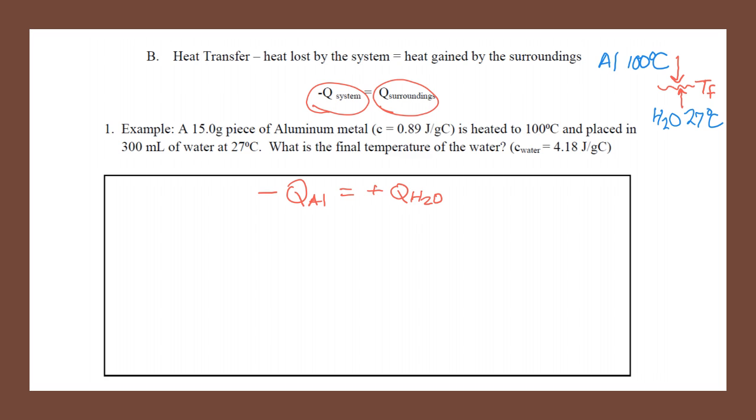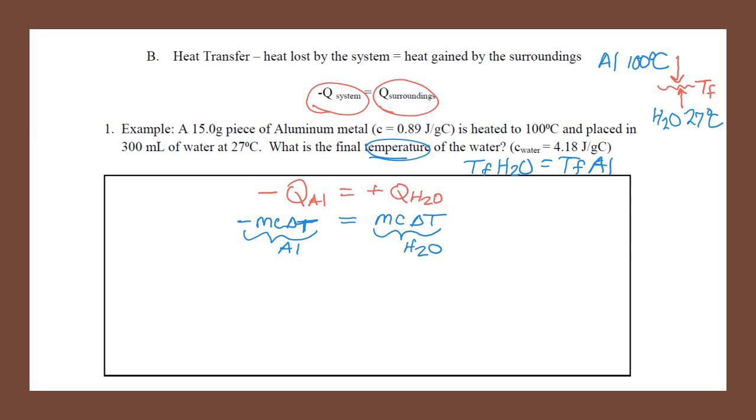So now I can plug in my equation for Q, which I know is Q equals mc delta T. So I'm going to leave my negative over here, mc delta T. And this is where I'm going to plug in everything for aluminum. And over on the positive side, I'm going to plug in positive mc delta T. This is where I'm going to plug in everything for water. And I'm going to set those two things equal to each other. I'm looking for the final temperature of the water, but what we need to realize is that the final temperature of the water and the final temperature of the aluminum are the same.